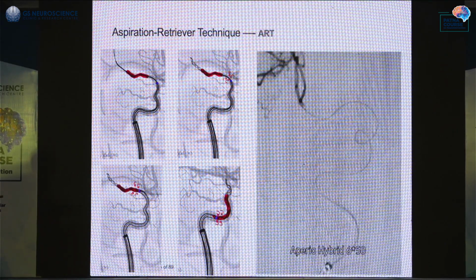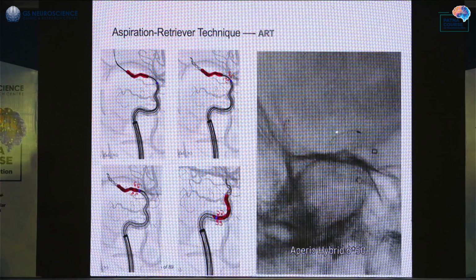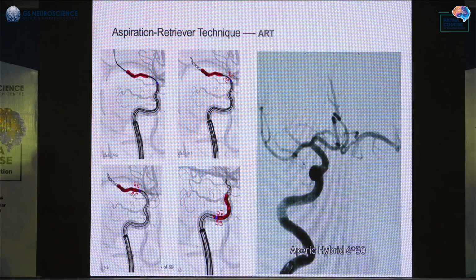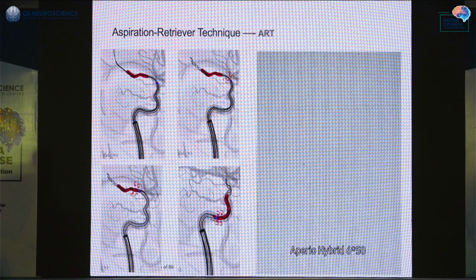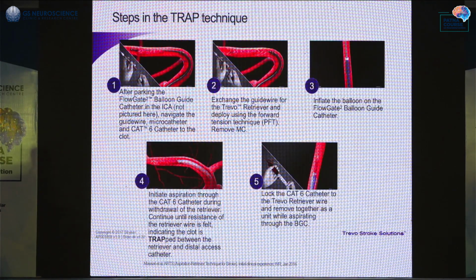So terminal ICA, MCA occlusion, one stent, this is the aspiration catheter, and in one pass, the artery is opened up. Then the second technique is called SAVE. There is a slight difference between the ARTS, SAVE, and CAPTIVE. In this, they have used the balloon guide catheter.